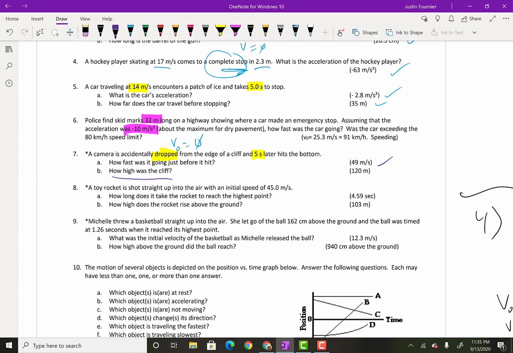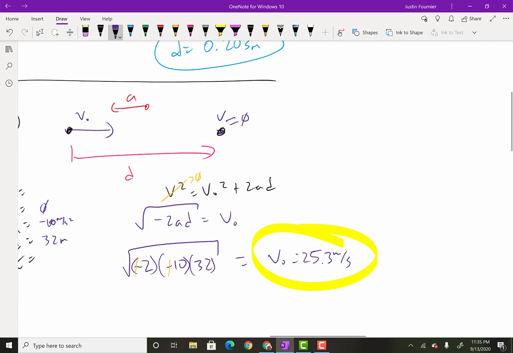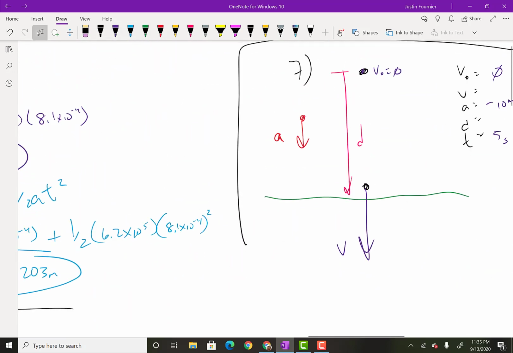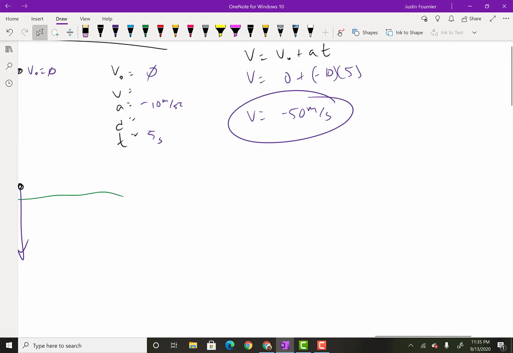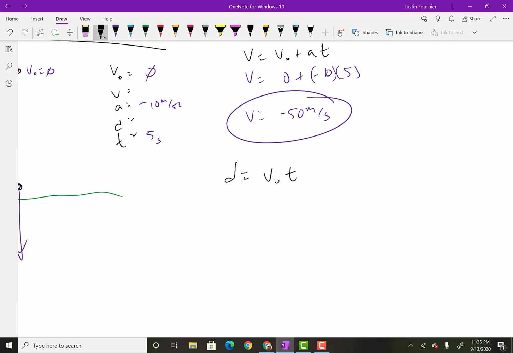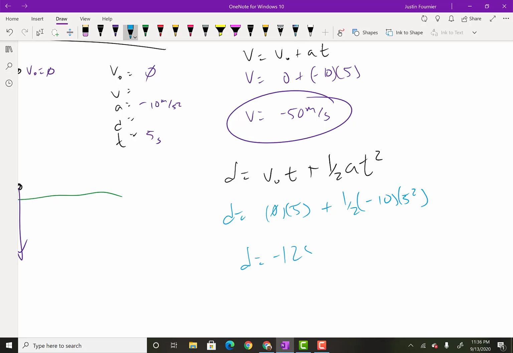So let's see. How high is the cliff? So that's basically the displacement, because the camera falls the whole displacement there. So I'm going to use displacement equals v naught t plus 1/2 a t squared. And let's plug all this in. My initial velocity is 0, multiplied by the time, which is 5. 0 times 5 is 0, plus 1/2 times negative 10 times 5 squared. 5 squared is 25, times negative 10 times 1/2, which should be about negative 125 meters.